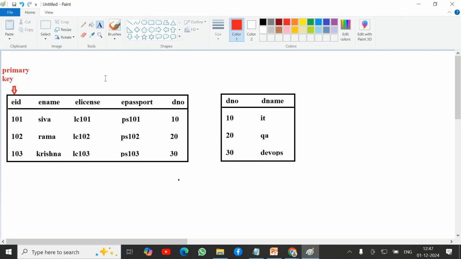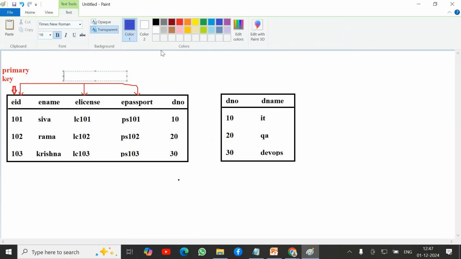Department number is shared, since employees work under the same department. So the uniquely identifying columns are employee ID, passport, and license. These are the candidate keys.